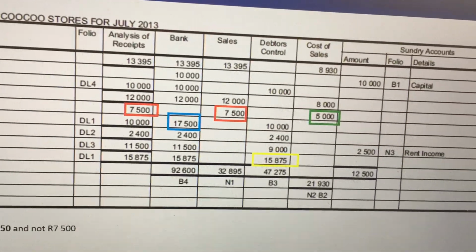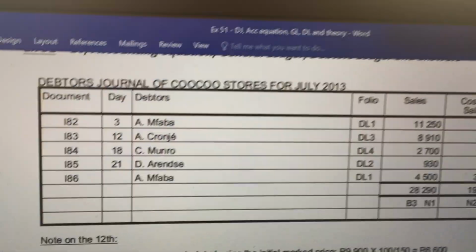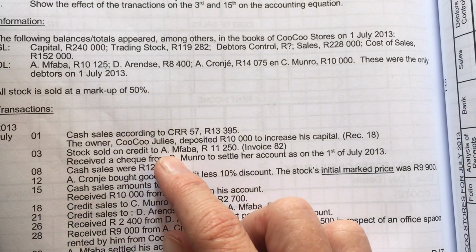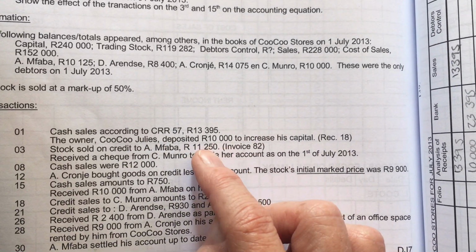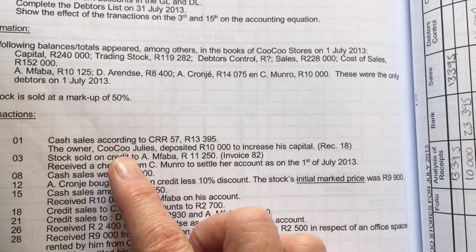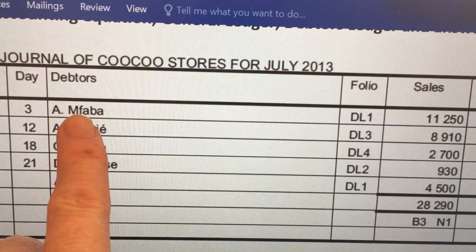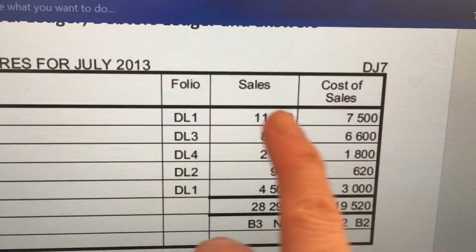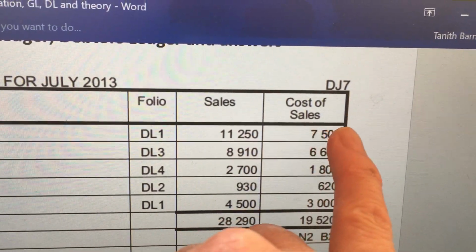Now let's go and have a look at the debtors journal. Okay, so the debtors journal. Here we've got the debtors journal. So on the 3rd it says stock sold on credit to Mfaba for 11,250, invoice 82. Now remember, this is going to be the selling price. So you've sold it on credit, it's got to go into the debtors journal. So that's your invoice number. On the 3rd, the debtor's name, the sale is 11,250. How do we get to the cost of sale? You take the 11,250 divided by 150 times it by 100.